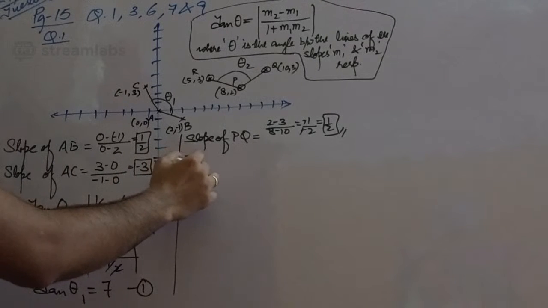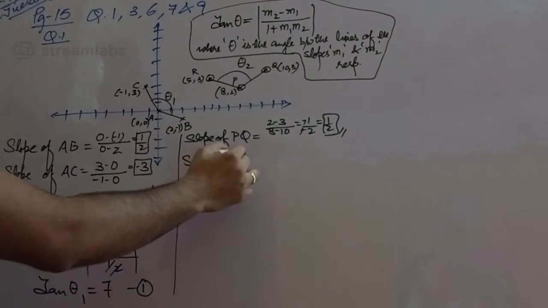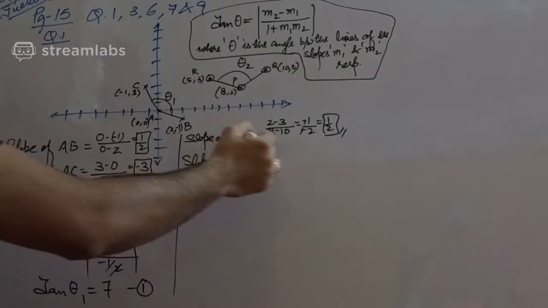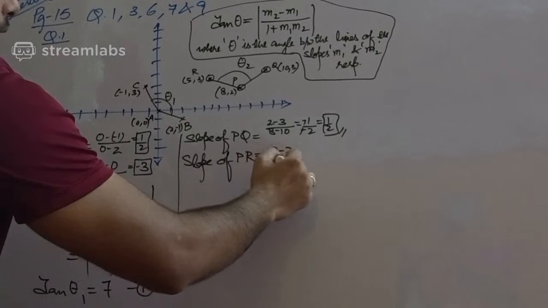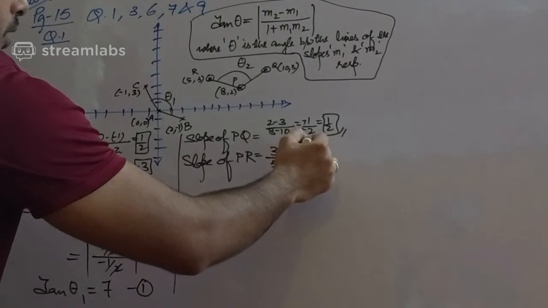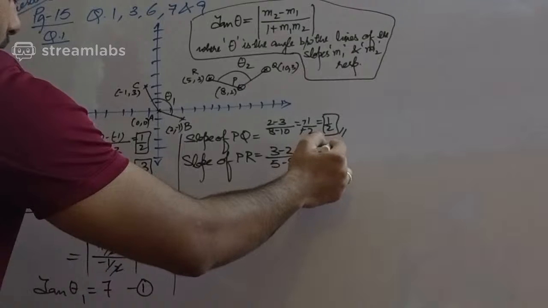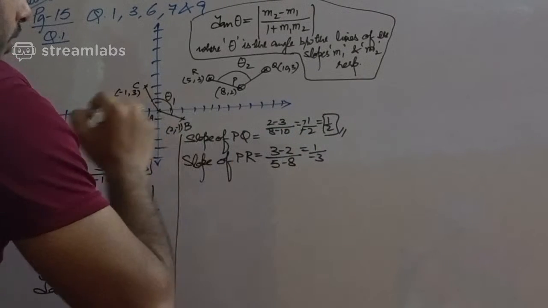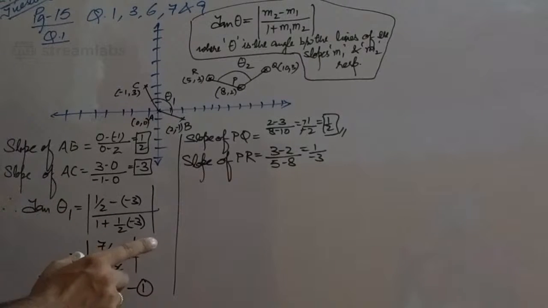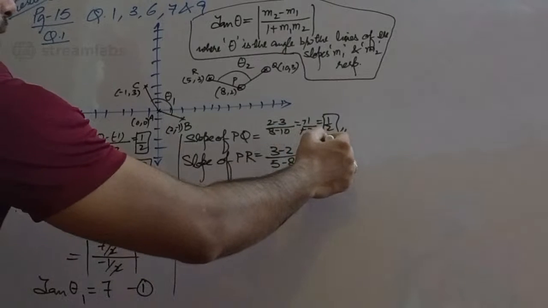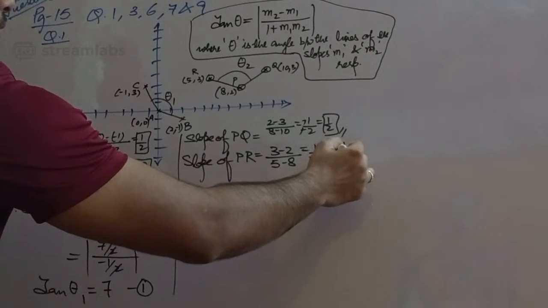Similarly, slope of PR, if I find out, so y2 minus y1, anything I can start with, 3 minus 2 divided by, then it should be 5 minus 8, because that should be corresponding, 1 divided by minus 3. Are we doing it right? 3 minus 2, 5 minus 8. Similarly, 2 minus 3, 8 minus 10. Okay. Alright. So it will come minus 1 divided by 3.